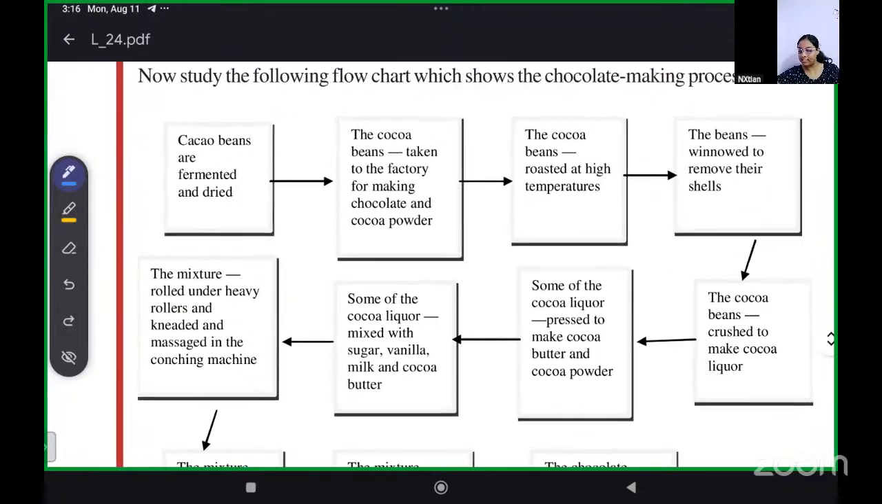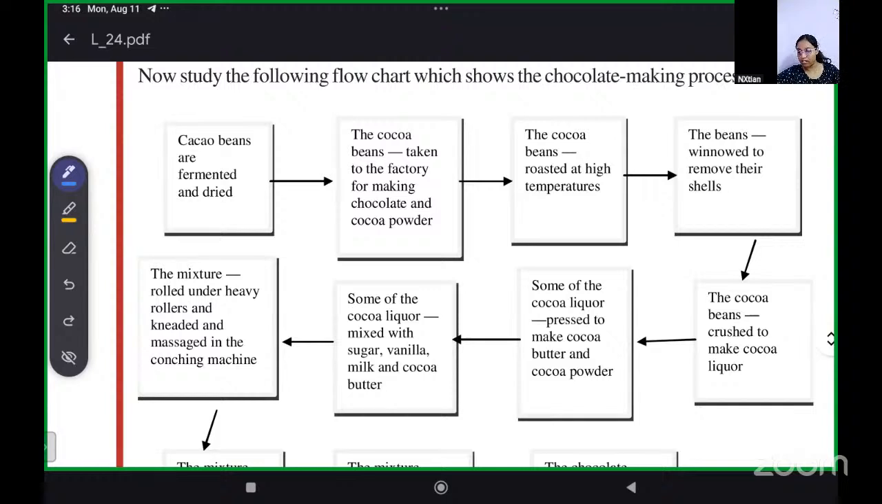This is the process of making chocolate. Cacao beans are fermented and dried. The cocoa beans are taken to the factory for making chocolate and cocoa powder. The cocoa beans are then roasted at high temperature. The beans are winnowed to remove their shells. The mixture is rolled under heavy rollers and kneaded and massaged in the conching machine.